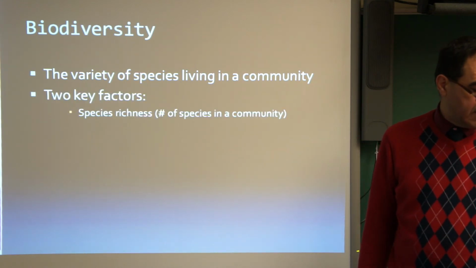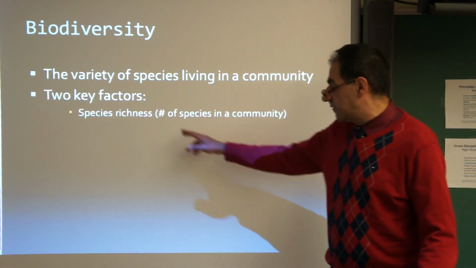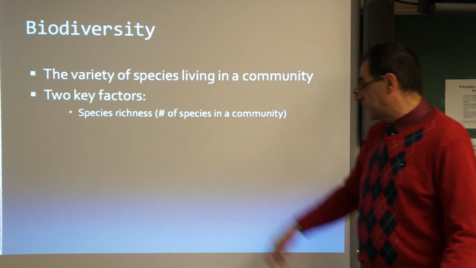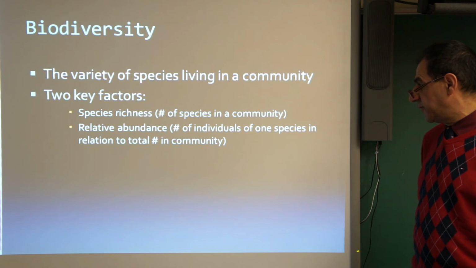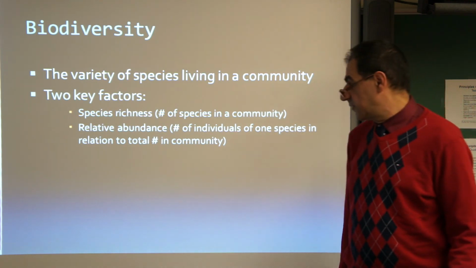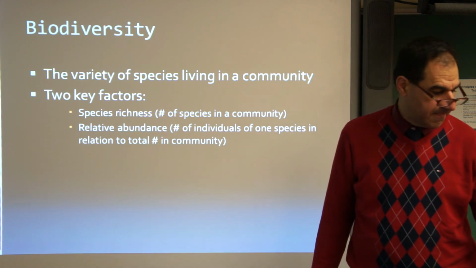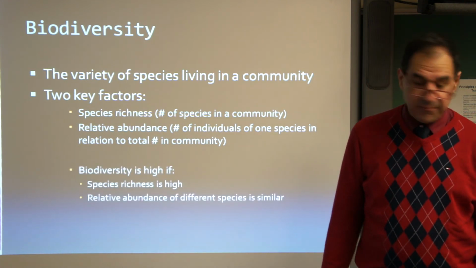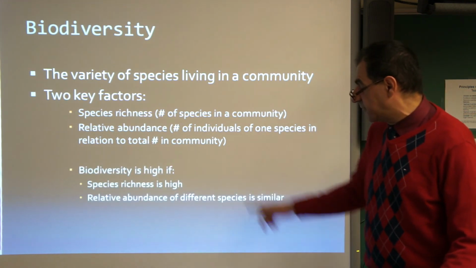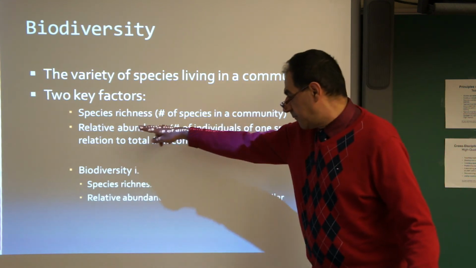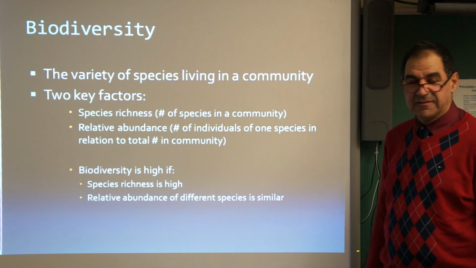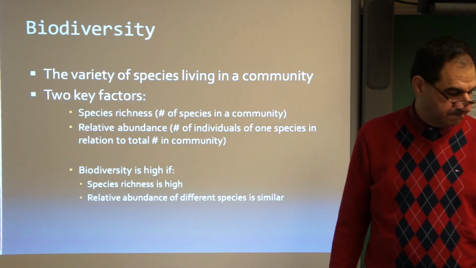And there are two key factors. Number one is species richness, which is the number of species in a community, and relative abundance, which is the number of individuals of one species in relation to the total number in a community. Of importance, when biodiversity is high, the species richness is high, and the relative abundance of different species is similar.